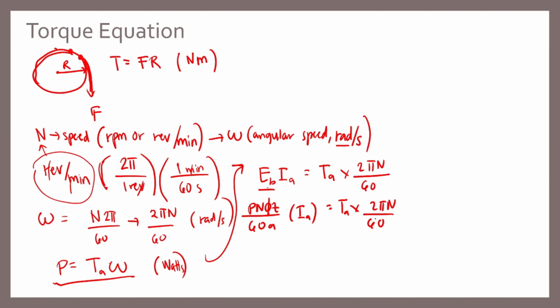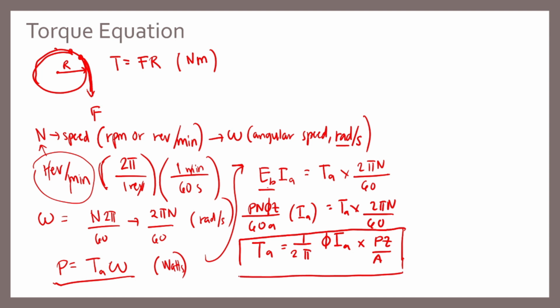So if you try to simplify the equation, some terms cancel. So the final equation is TA is equal to 1 over 2 pi times flux times IA times PZ over A. This is the final equation of torque in the armature. One over 2 pi times flux times the armature current times the number of poles and number of conductors Z divided by A, or the number of parallel paths. So this is the torque equation of a DC motor.